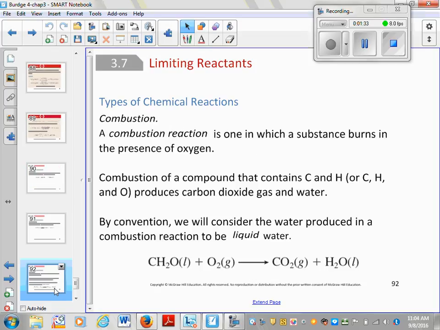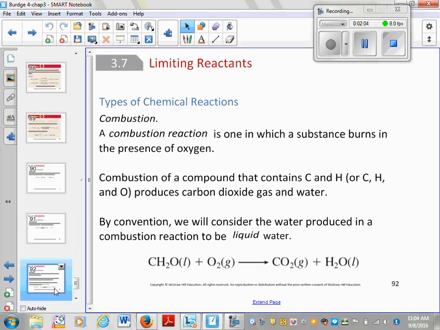Third one, if you see a reactant reacting with oxygen, it's a combustion reaction. We're burning something. Here we're burning formaldehyde to give us carbon dioxide and water. So usually if you see an organic, carbon-based material with oxygen, it's combustion.